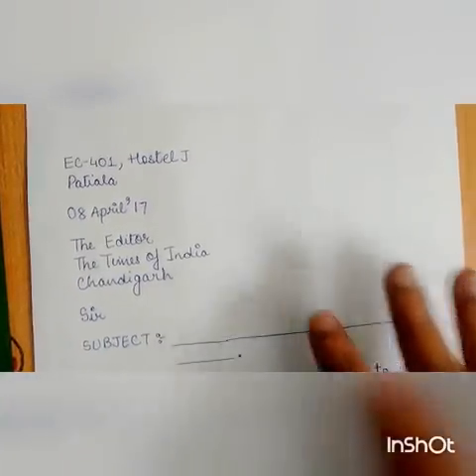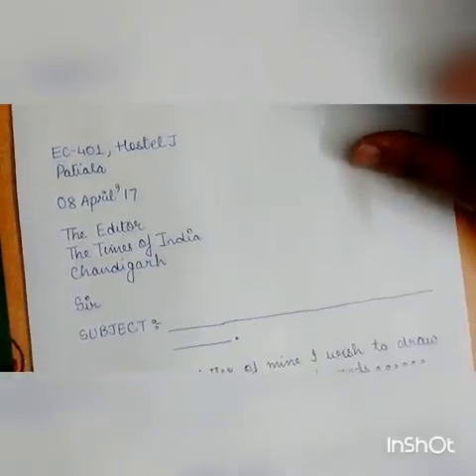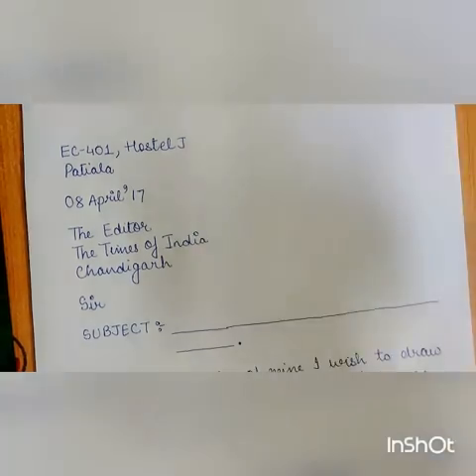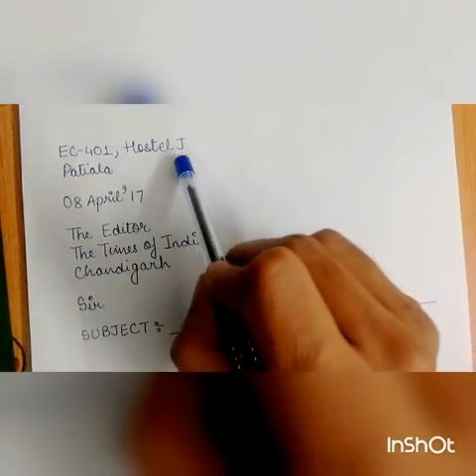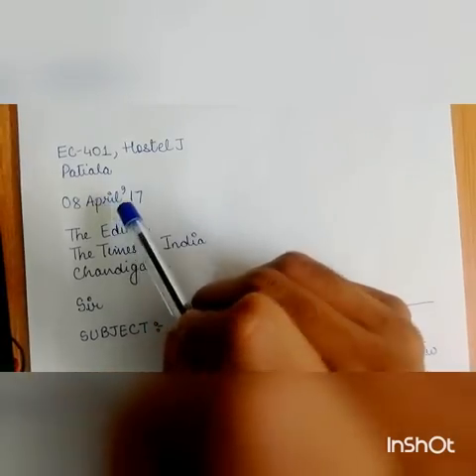Now suppose I am writing a letter to the editor of a newspaper. Okay, so what will I do? First I will write my address like EC401 Hostel J Patiala. Then I will leave a line and then I will write the date.